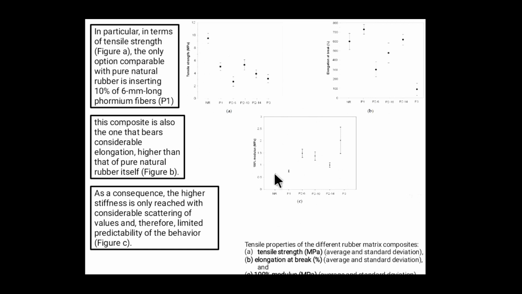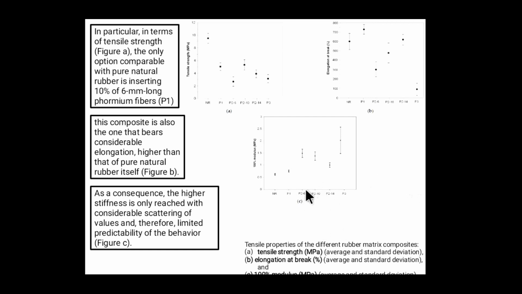When you are looking at C, the third figure, the third image graph, as a consequence, the highest stiffness is only reached with considerable scattering of values. And therefore, limited predictability of the behavior occurs in this third figure. This effect can possibly be correlated with the scarcely effective stress transfer across the interface between the fiber as well as the matrix. Here we are taking the natural rubber as the matrix. So probably it is also due to the irregular and variable surface grips in the chromium 10x fiber.